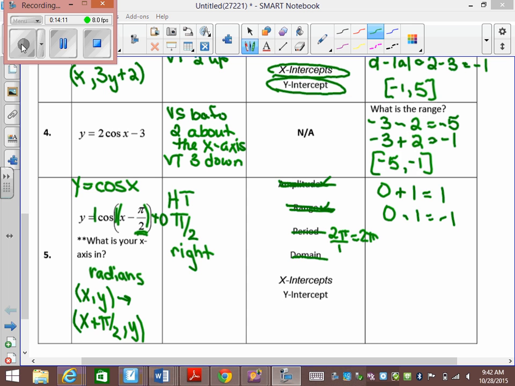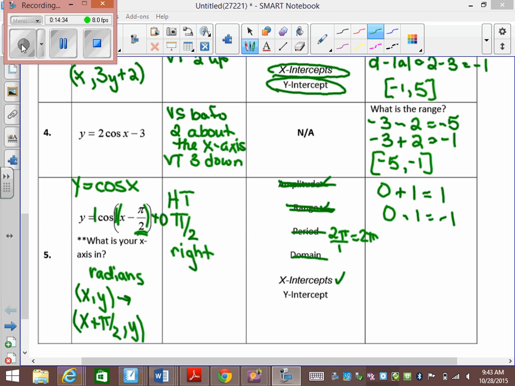I just put not applicable so that we could get through the questions faster. But no, you could totally be asked all the same things. No, it's not that it's not applicable. It's just that I want to not take 7 years to do the example. So x-intercepts, these change because we're moving pi over 2 to the right.